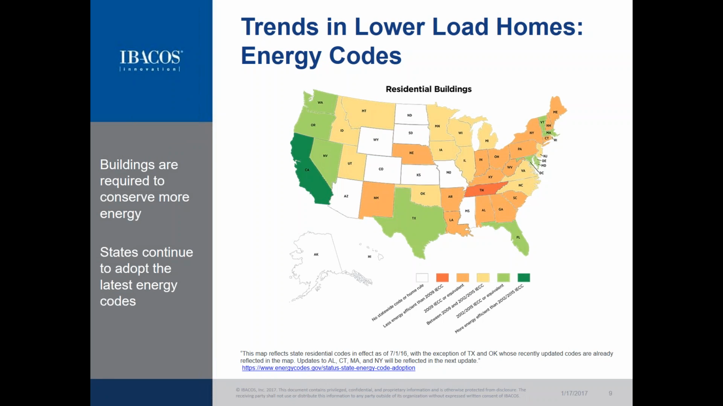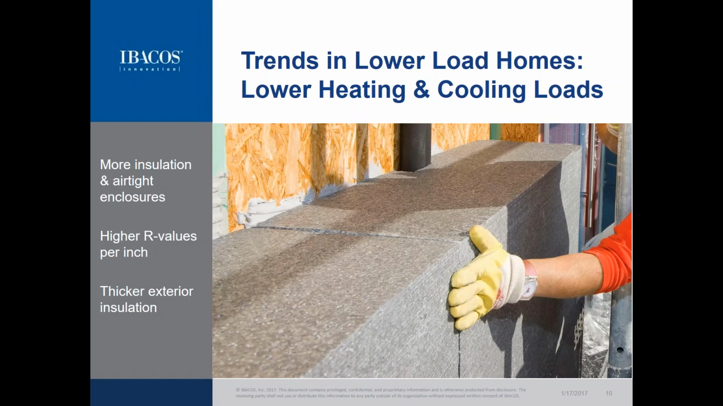If we look at lower load homes, you guys are pretty aware of all the energy code adoptions over the last 10 years in all the states, now going forward with 09, 12, and future 2015 codes. So buildings are required to conserve more energy, and the states are aggressively trying to adopt these new codes. So what's causing lower load homes?